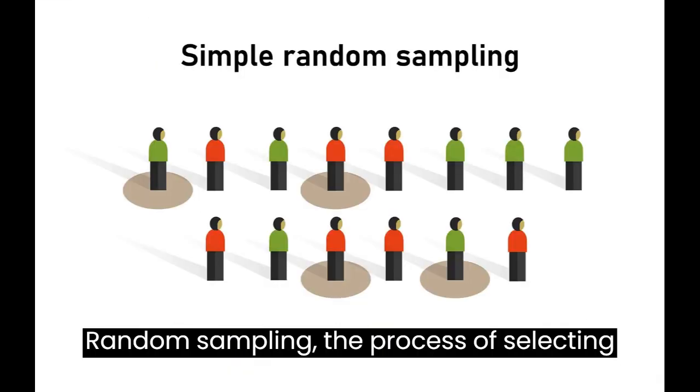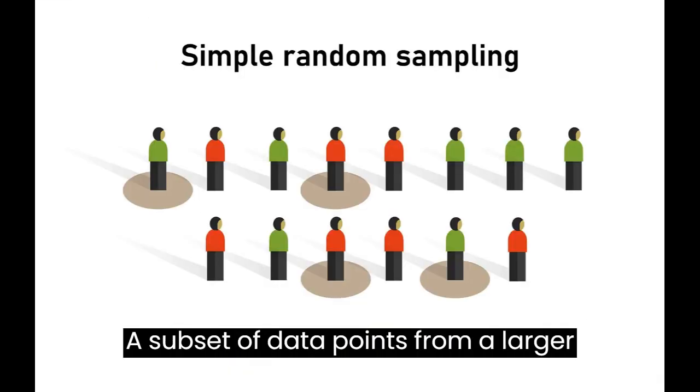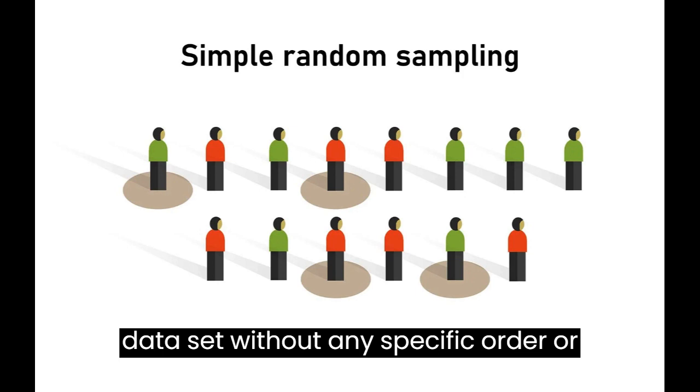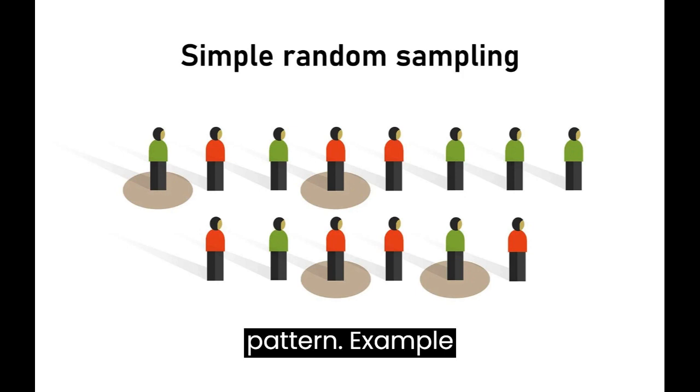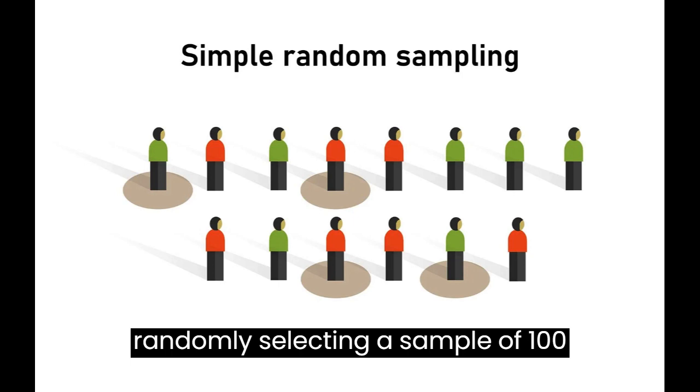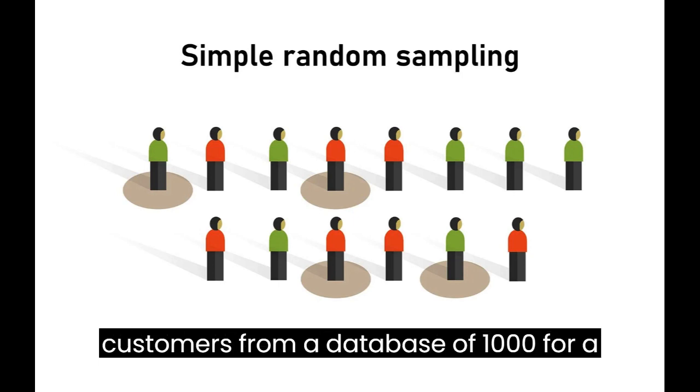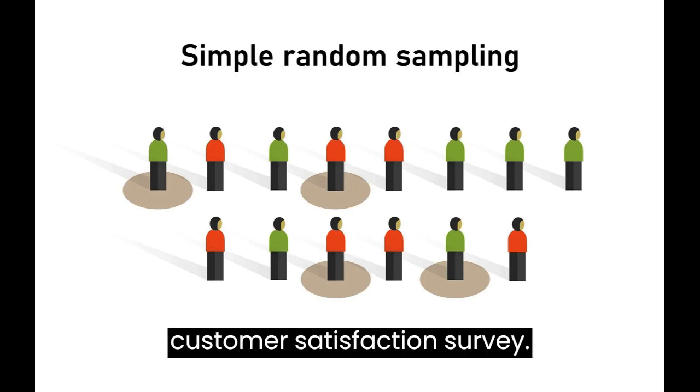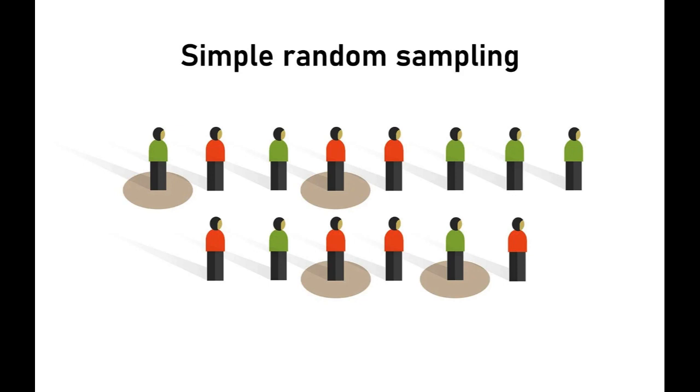Random sampling, the process of selecting a subset of data points from a larger dataset without any specific order or pattern. Example: randomly selecting a sample of 100 customers from a database of 1,000 for a customer satisfaction survey.